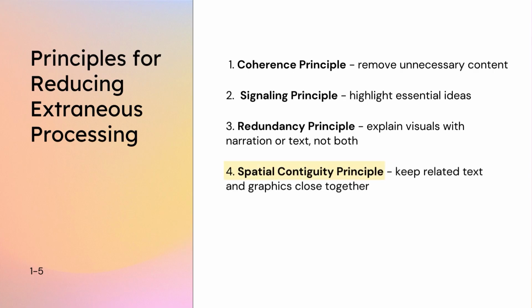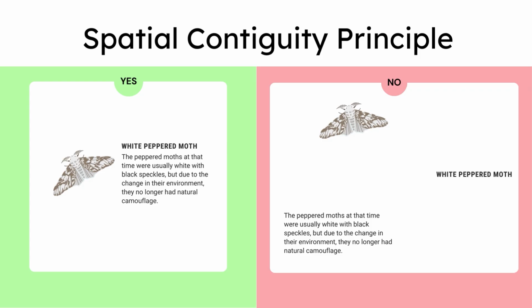The spatial contiguity principle suggests that placing related words and images close to each other on the screen helps learners make connections more easily. Position your text near the corresponding image to create a seamless link between them. Avoid separating the text and visuals across different areas of the slide, as this can lead to a disjointed understanding and make it harder for learners to grasp the information.